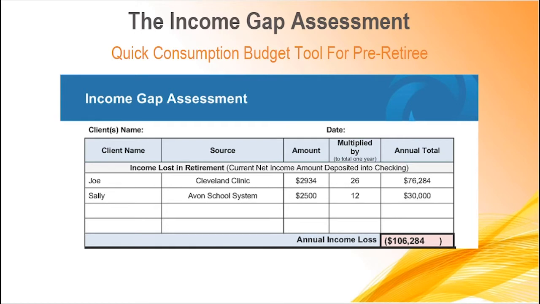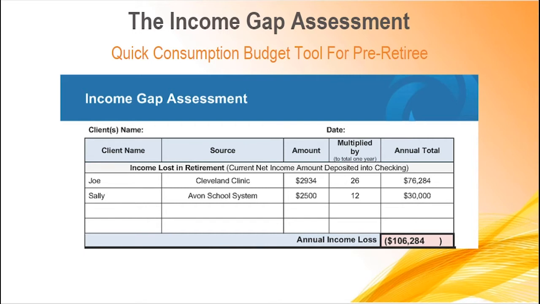It's an annual income loss because when these clients both retire, they're not going to get paid that amount anymore from the Cleveland Clinic or from Avon School System. So that's going to be lost income. Think about it like an old accounting system. We're talking about debits and credits here. That's a debit because it's going to go away.